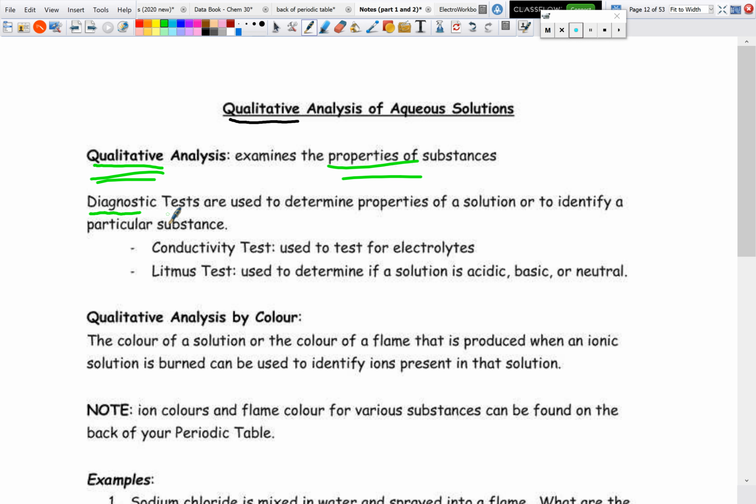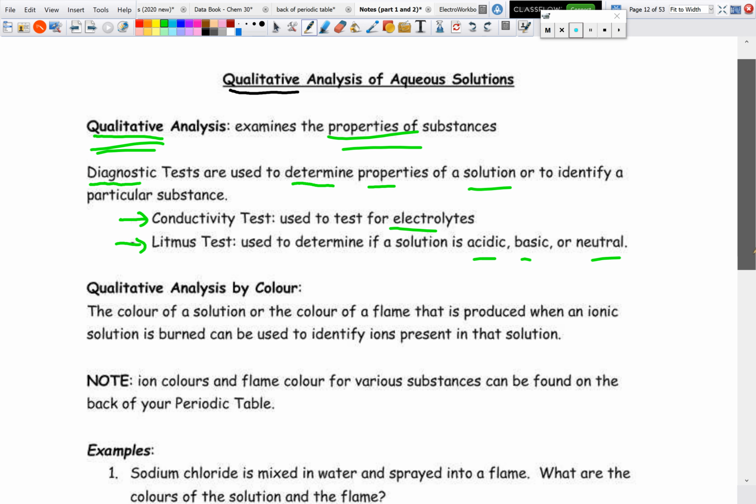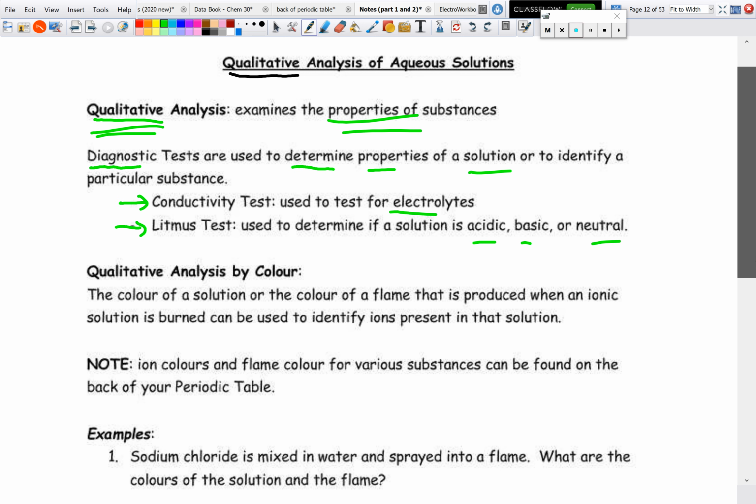So diagnostic tests are used to determine properties of solutions. We already looked at it with figuring out if there's electrolytes, so we use a conductivity meter. We know acids and bases use litmus paper, and that's what we have right here, right? Because we covered that earlier in lessons 1 and 2. So we have conductivity tests used for testing for electrolytes, and we have our litmus test for something acidic, basic, or neutral. Now there's other things that we can do as well to test what is going to be in solution.